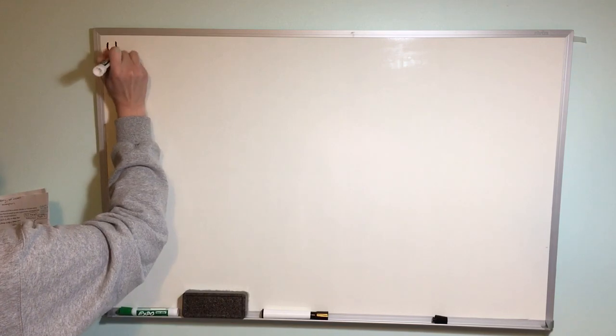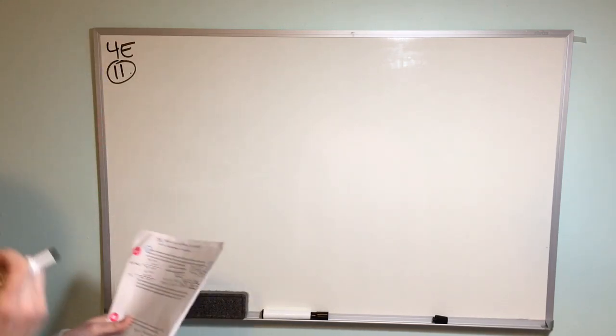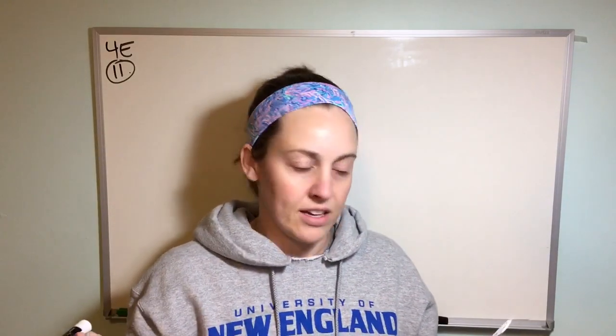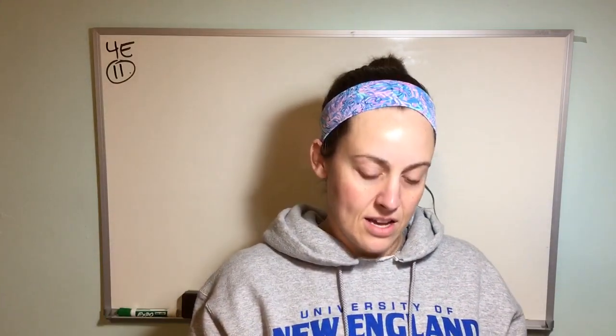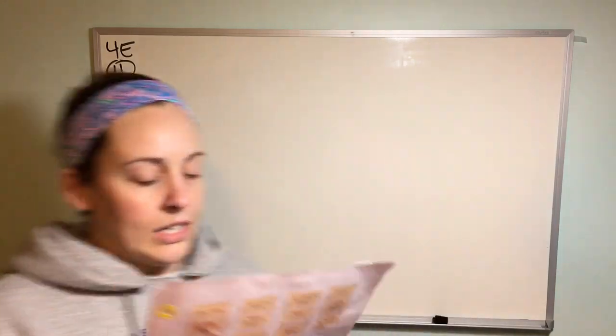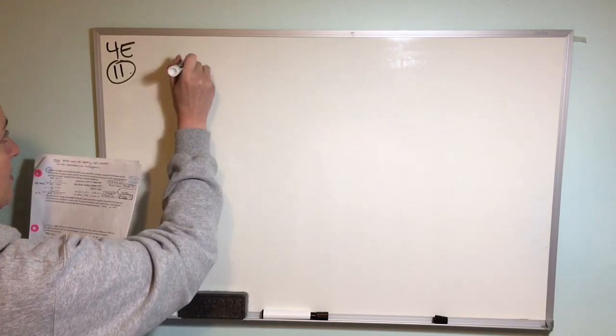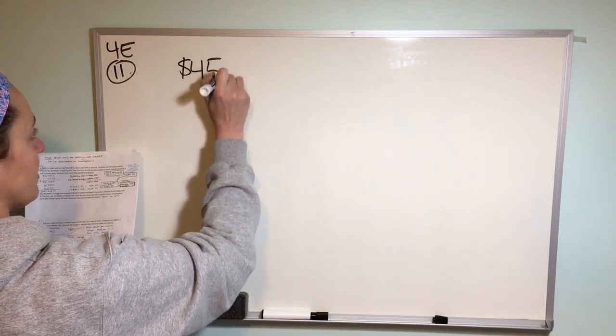So let's do 4E. Now we're on number 11. I'm going to skip number 10. It's exactly like number 9. It was just for more practice. So we'll go on to number 11. Go ahead and read through it. You're single and you have a taxable income of $45,000, okay?